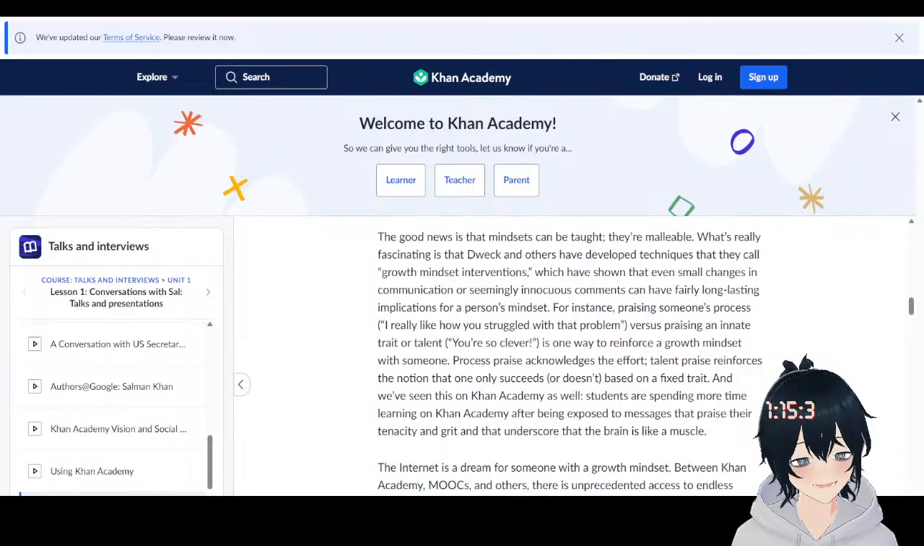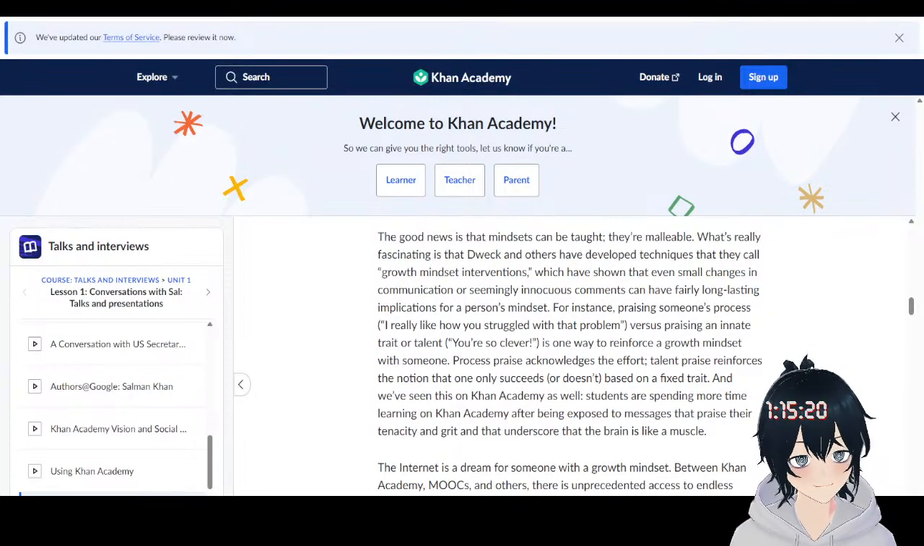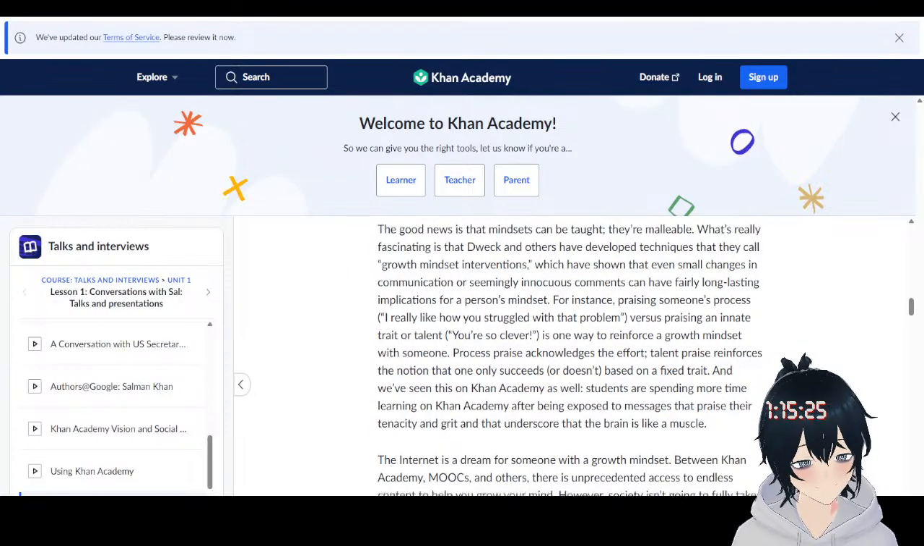The good news is that mindsets can be taught, they are malleable. What's really fascinating is that Dweck and others have developed techniques that they call growth mindset interventions, which have shown that even small changes in communication or seemingly innocuous comments can have fairly long-lasting implications for a person's mindset.